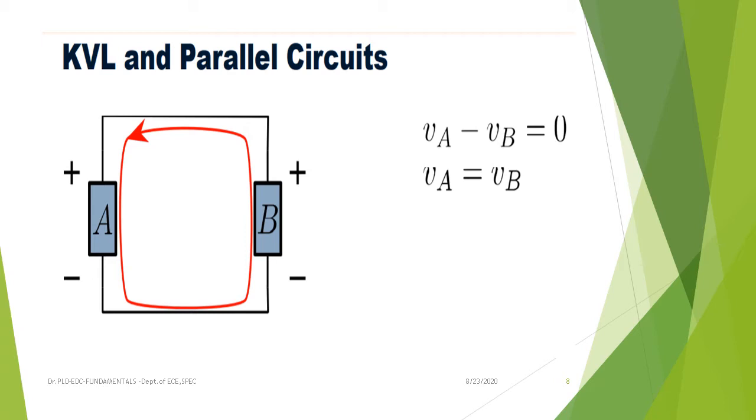Here the current direction is shown like this. Current always flows from higher potential to lower potential. In this also we observe current flowing from higher potential to lower potential. Wherever the current enters, the polarities of the components are marked plus and minus. If the current flows from positive to negative, the voltage drop across that component is positive, that is plus VA. And coming here, the current flows from negative to positive in component B. That's the reason the drop across component B is minus VB.